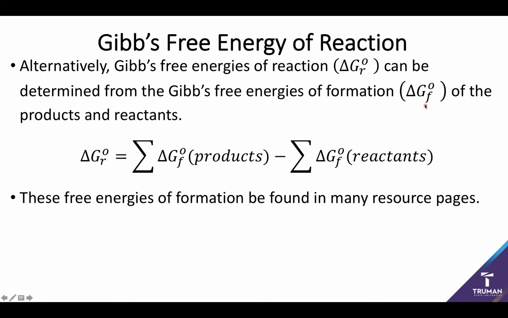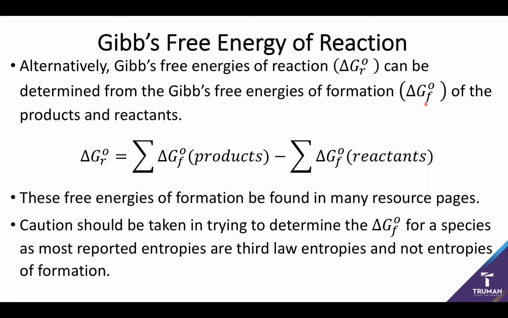And again, you can typically find these values in many resources pages. However, I want to make sure that you avoid the temptation of trying to calculate free energies of formation on your own using the third law entropies, because the entropies typically reported are going to be third law entropies and not entropies of formation. So if you do ever want to calculate the Gibbs free energy of formation from an enthalpy of formation, make sure that you first do the appropriate calculation to get an entropy of formation, because that is not typically what's reported. So again, be cautious of that if you do try and calculate your Gibbs free energy of formation.